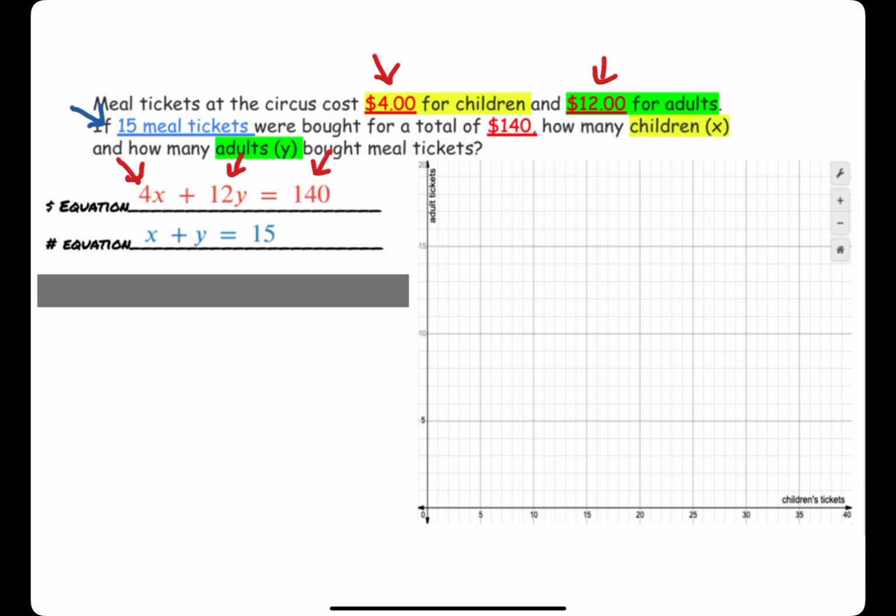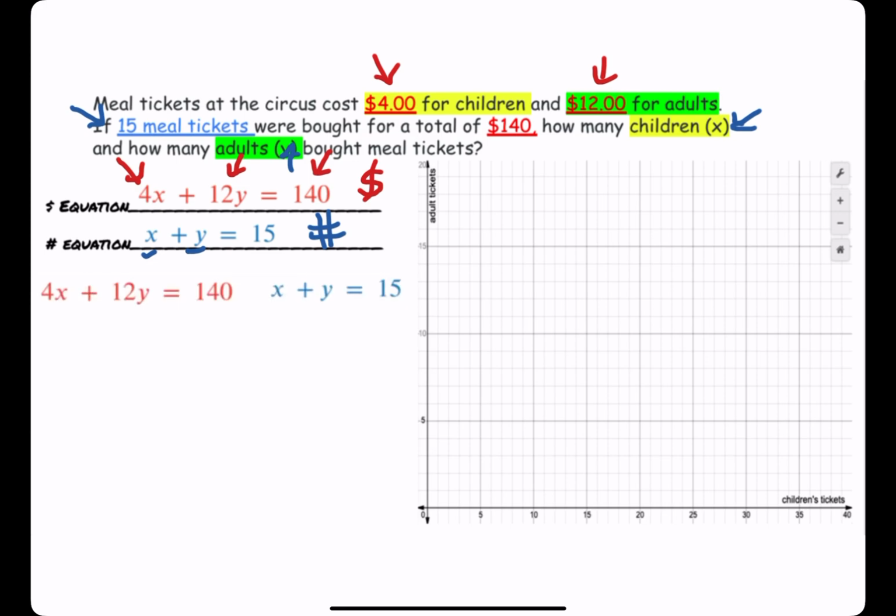Since there are two types of tickets being sold, children's, X, and adults, Y, if we add the number of children plus the number of adults, we should get the total number of meal tickets, 15. Notice how this equation deals strictly with numbers, where the first equation dealt strictly with money. Keep your money together and keep your numbers together, and you won't go wrong.